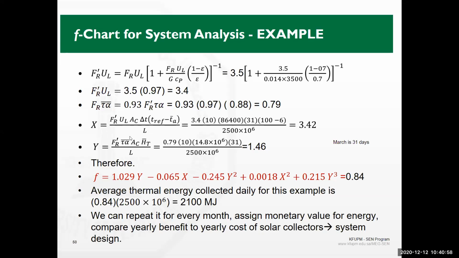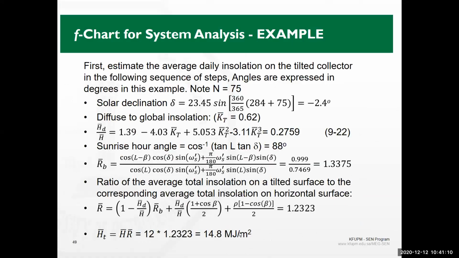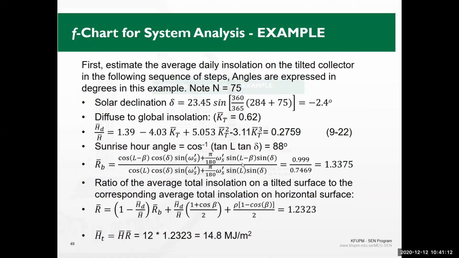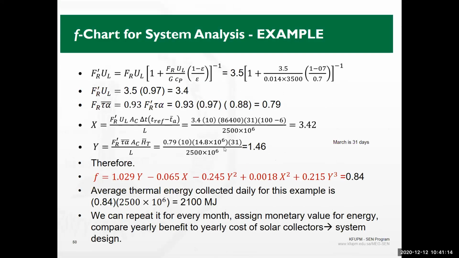FR tau alpha has been calculated to be 0.79, area of the collector is 10. And then the HT value that we have calculated in the previous slide, which is 14.8 megajoule per meter square, has been given here. And 31, again, this is the number of days in the month. And L is the load. Substituting X and Y, you can get a value of F, which is equal to 0.84.